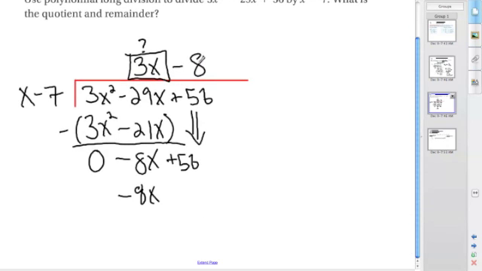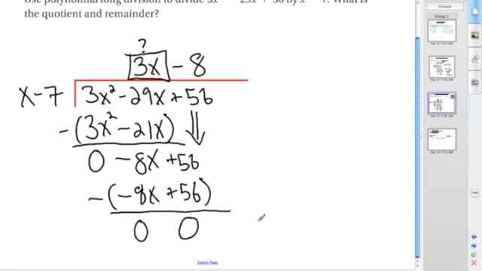So, negative 8 times x is negative 8x. Negative 8 times negative 7 is positive 56. And again, we are subtracting. So negative 8 minus the negative 8 becomes positive, which becomes 0. 56 minus 56 becomes 0. So we have no remainders.